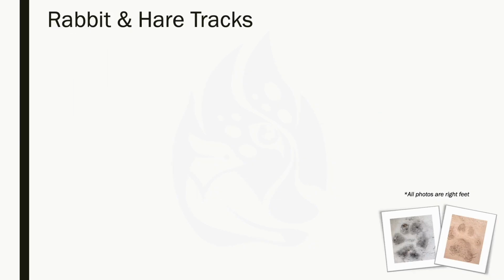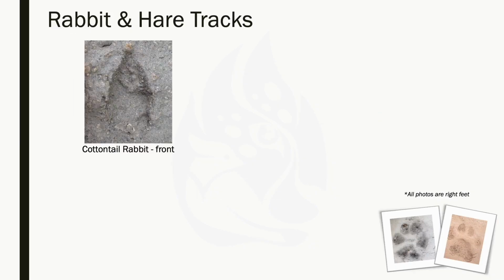Let's look now at some actual examples of rabbit and hare tracks. So here's a cottontail rabbit, okay, very common species. This is a front foot, and the first thing is you can really see that dome shape, okay, and that's because of that leading toe at the top. You can also see the upside down J.